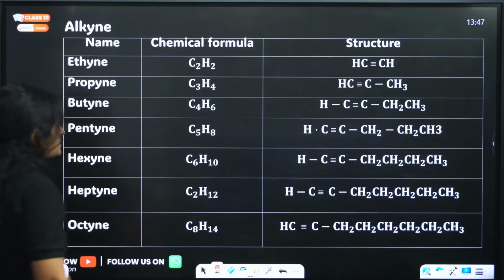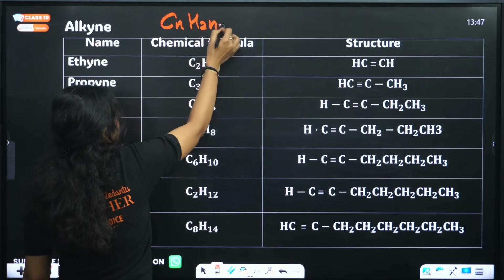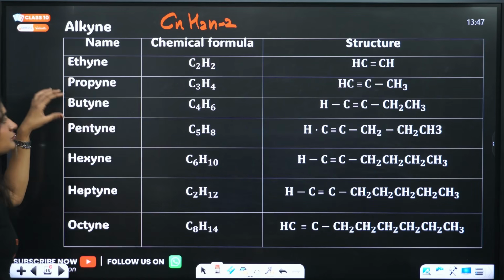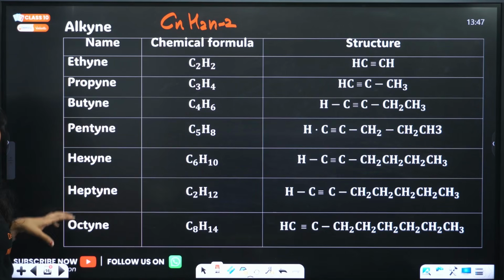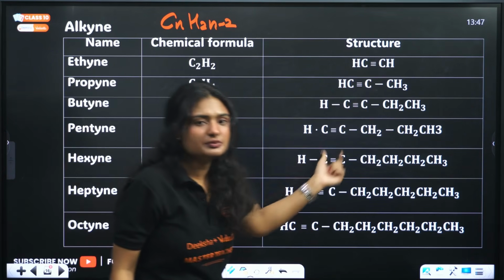Then you have alkynes. Alkyne has a general formula CnH2n-2. You start from ethyne, propyne, butyne, pentyne, hexyne, heptyne, octyne, up to 8 carbon. And this is the structure. They all have a triple bond.